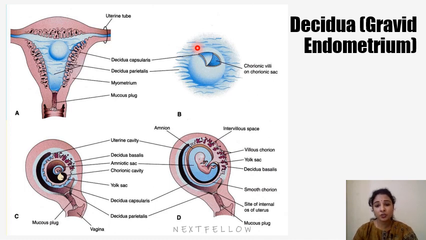So we know the parts of decidua, which I already said. Decidua basalis is that part of the decidua which lies deep to the embryo, where the implantation has occurred, where the developing blastocyst lies. Decidua basalis contributes to the development of the placenta. Next is the decidua capsularis. It is that part of the decidua which forms the capsule around the embryo and separates it from the uterine cavity. Next is the decidua parietalis, the rest of the decidua excluding the decidua basalis and capsularis.